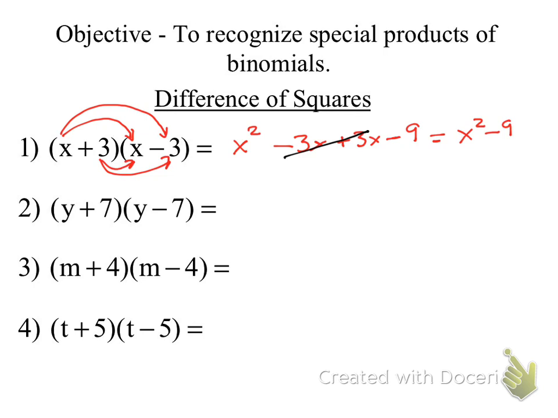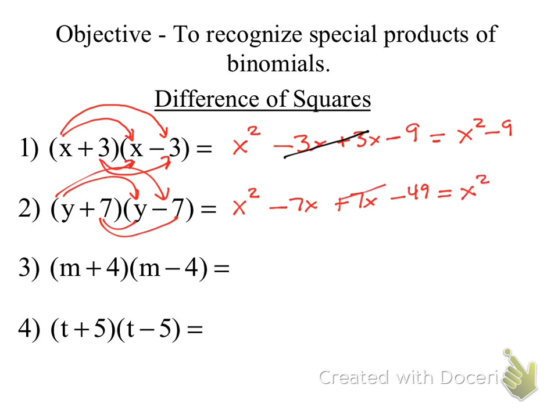Let's do the next one. I've got x squared, right? And then I get minus 7x. Then I'm going to get plus 7x, and I get minus 49. What does it simplify to? X squared, these two negate, minus 49. Can anybody see a pattern? What is the pattern here?